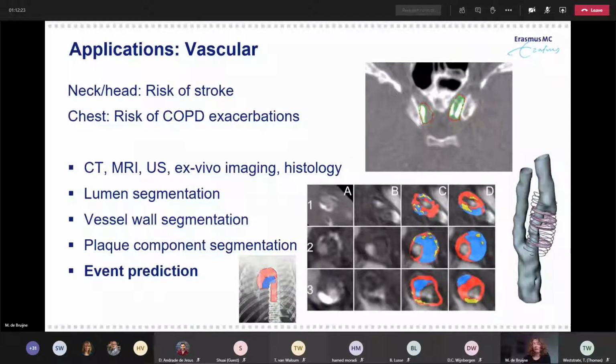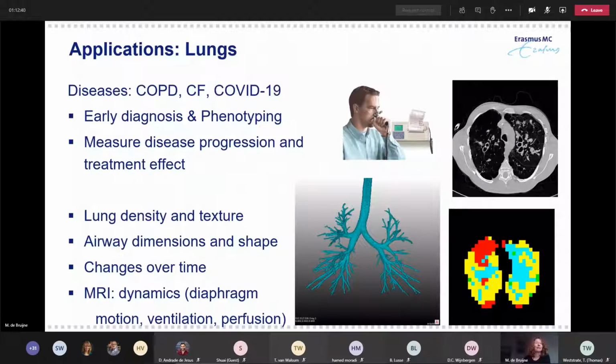Then other applications that we're looking into, but I don't have any time to explain the details of this, is vascular image analysis, analyzing risk of stroke or risk of comorbidities, COPD exacerbations, and applications in lung, mostly lung CT analysis, also lung MRI analysis in diseases, COPD, cystic fibrosis, and of course, recently, COVID-19.